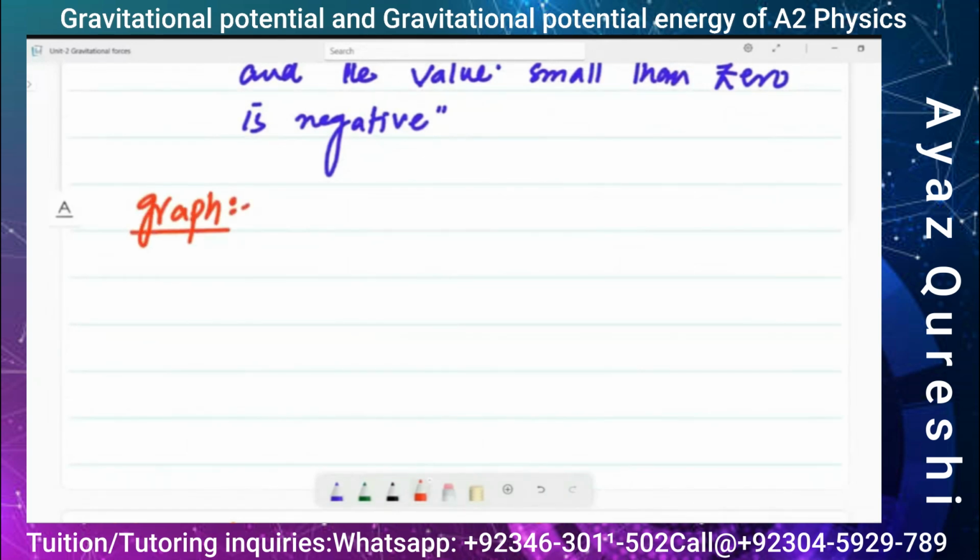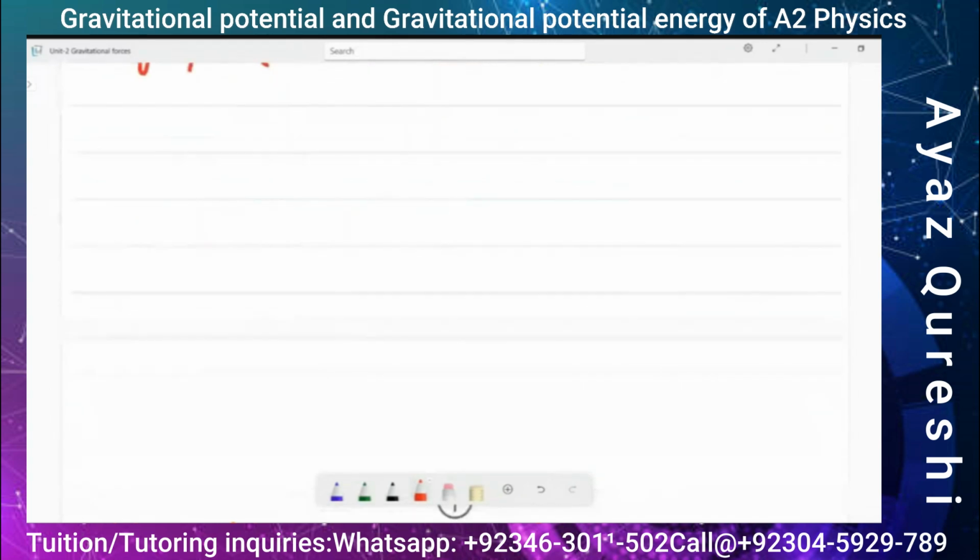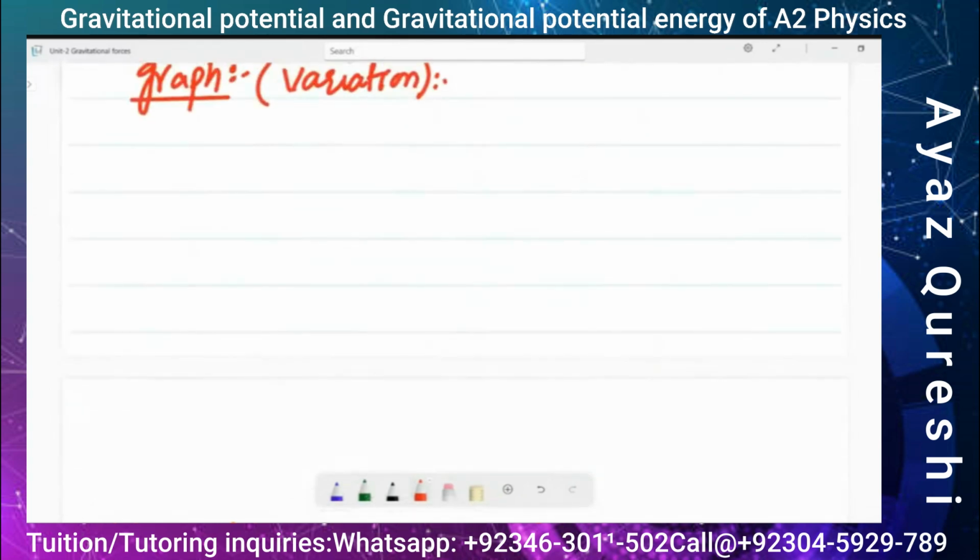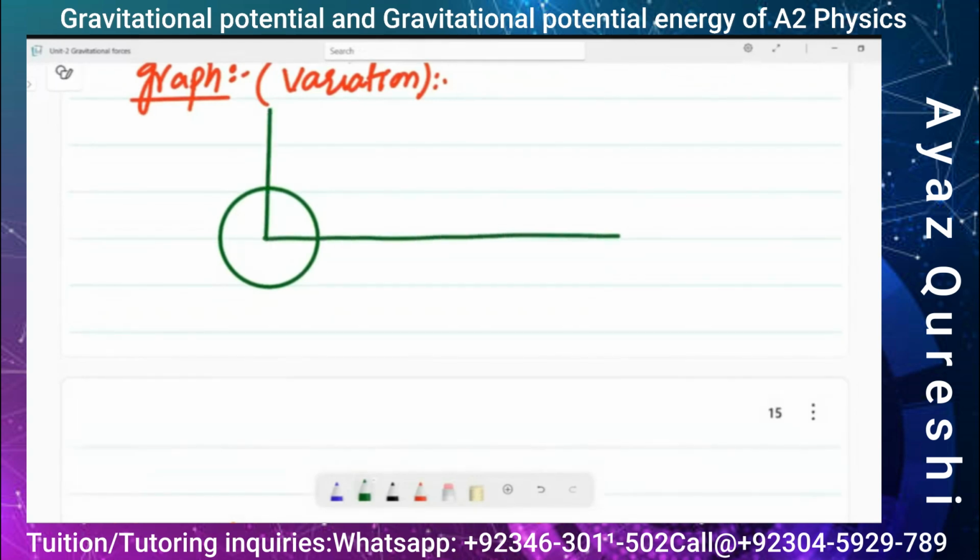Now we will talk about the graph. Graphical representation पे आते हैं. Whenever I talk about the graph, I'm talking about the variation, right? So variation is actually, first of all, as I told you, that this is the planet, right? So on the surface of the planet, it would be having a certain value, and then beyond that, it would be changing.